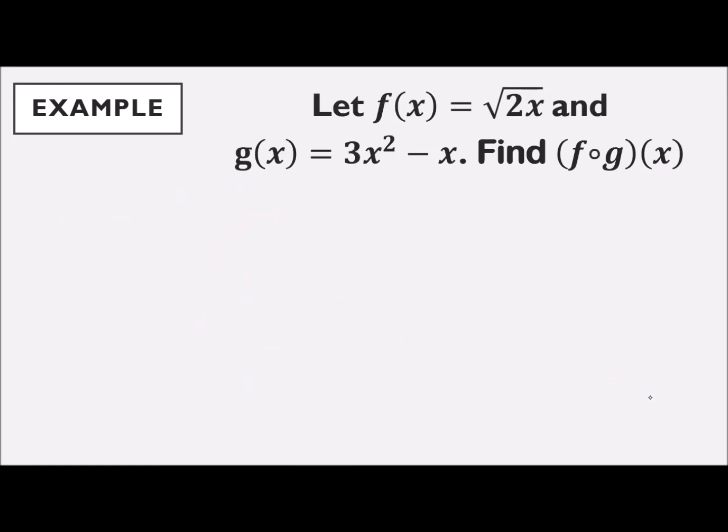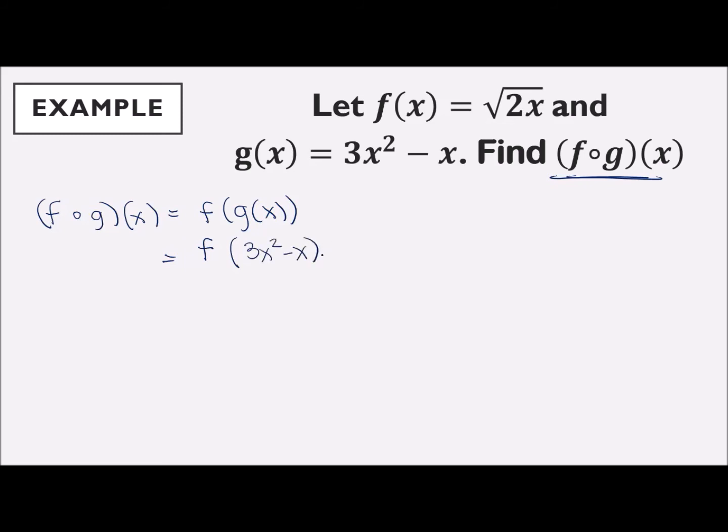Let f of x is equal to square root of 2x and g of x is equal to 3x squared minus x. We're going to find f circle g of x. So, ito yung pinapahanap. Sulat natin. Again, it means f of g of x. Like what we're doing a while ago. So, f, remain copy. Tapos, si g of x ay 3x squared minus x.